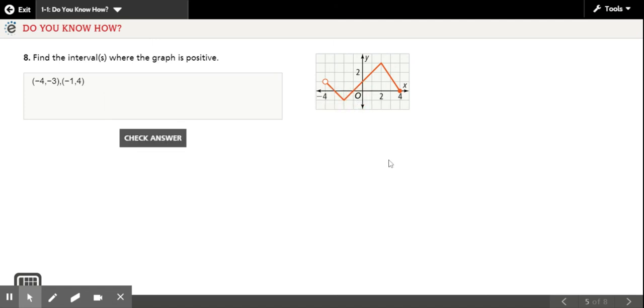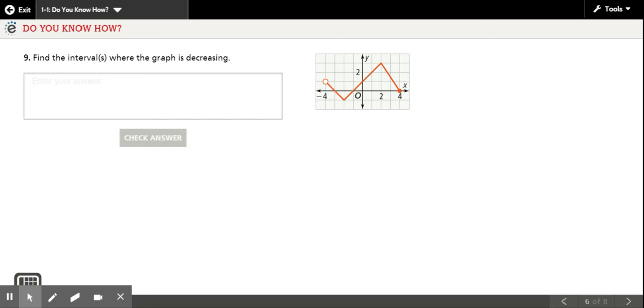I'm guessing they're going to ask negative on the next one. What do you think? Decreasing. Oh well, I guessed wrong. Okay, so the interval where it's decreasing, so it's where it's going down. So just where is the graph going down? What are the x values where it's going down? -4 to -2, and then from 2 to 4.